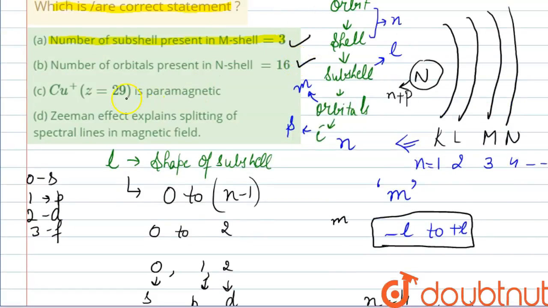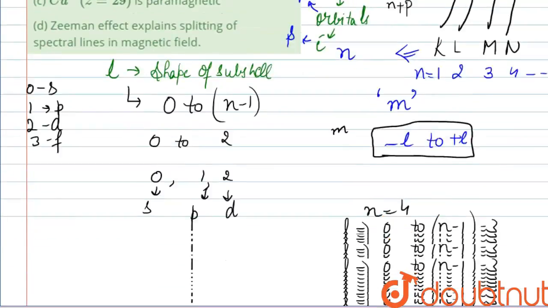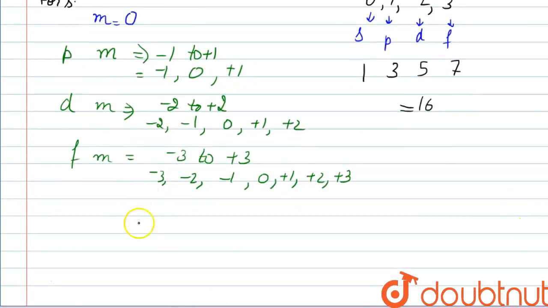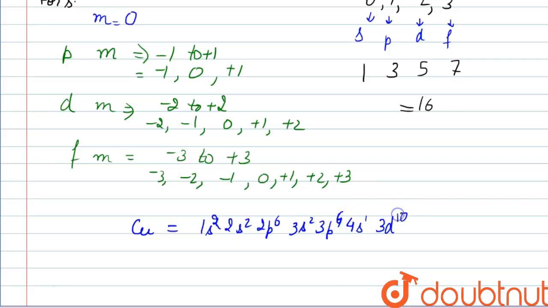Now we are given that Cu positive, having the atomic number 29, is paramagnetic. Firstly we will write the electronic configuration for Cu positive. First we will write it for the neutral atom of copper, that is Cu. It will be 1s2, 2s2, 2p6, 3s2, 3p6, 4s1 and 3d10. So this is the electronic configuration for copper. Because it has fully filled stable d orbitals, the number of electrons in 4s is 1 and in 3d is 10. This is the exceptional electronic configuration.